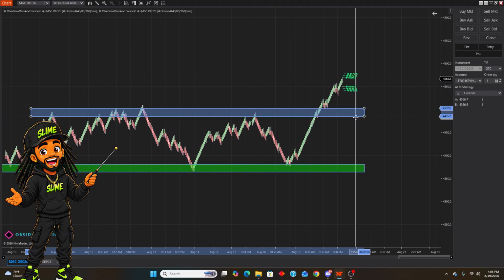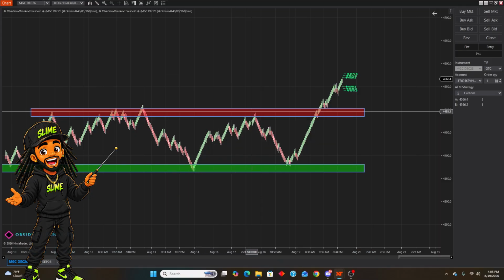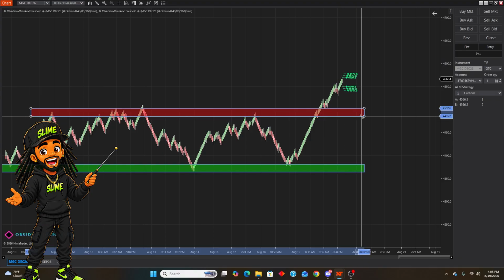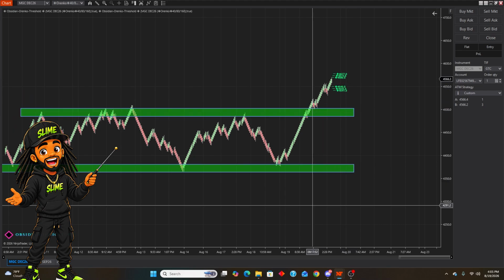What does this mean? In an uptrend, if we break the highest high, we now turn the highest high into a floor to bounce off and keep going. So you see it was a red box. Now we turn it green because now we're looking for price to bounce off of this and keep coming back.